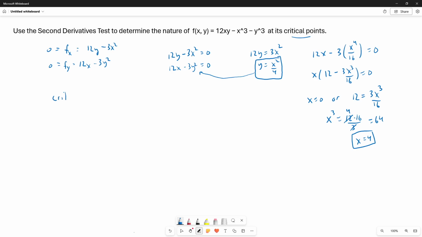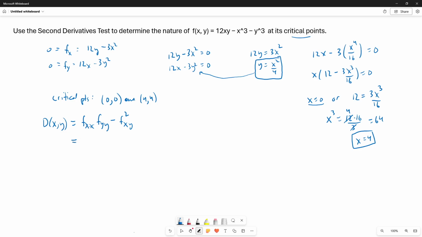So the critical points: either x is 0 or 4. If x is 0, y is also 0. And if x is 4, then y is 16 over 4, which is also 4. So we have two critical points, (0, 0) and (4, 4). Now we calculate the discriminant at those 2 points, which involves the second derivatives.